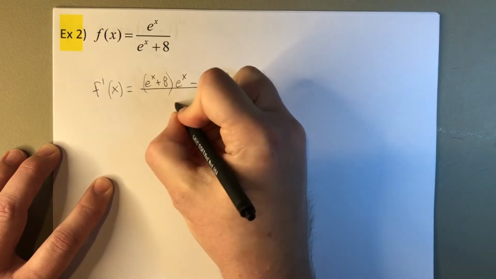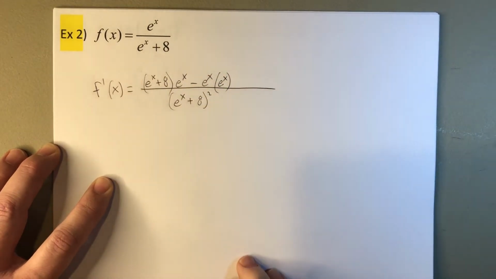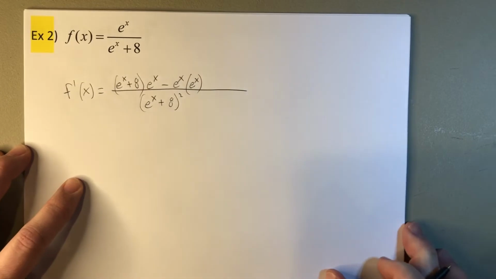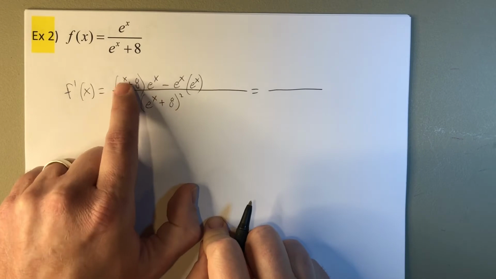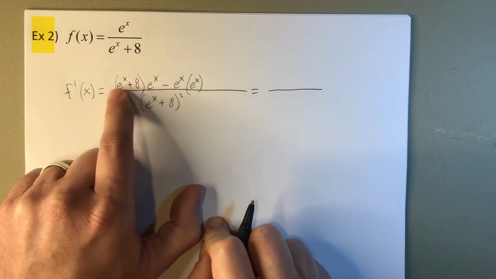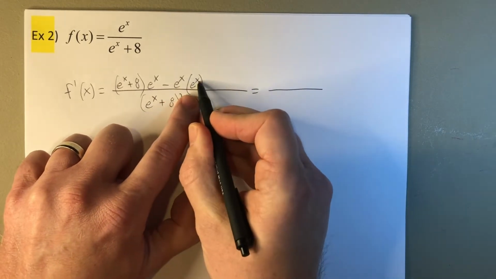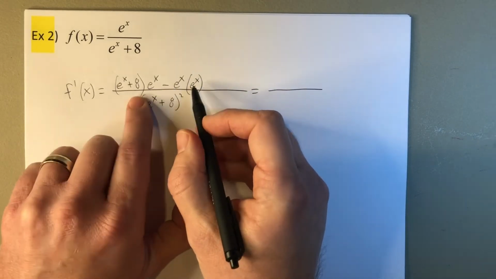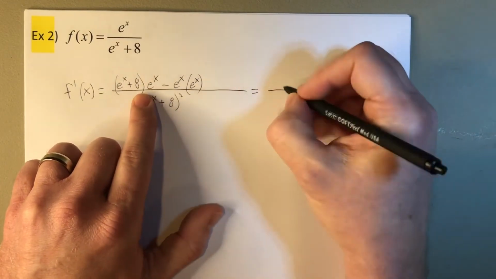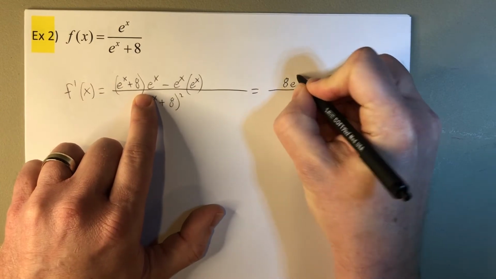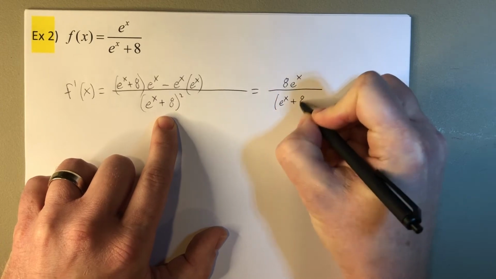Then we finish it out by doing what? Low, low. And here again, we really should understand that this could be simplified into what? You get e to the x times e to the x. That's going to be e to the 2x minus another e to the 2x, okay? E to the x times e to the x is the same as e to the 2x. All right, so in other words, we have e to the 2x minus e to the 2x. Those are gone. We're just left with this on top and the same denominator, e to the x plus 8 squared.